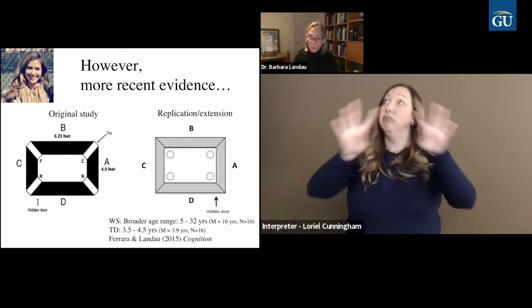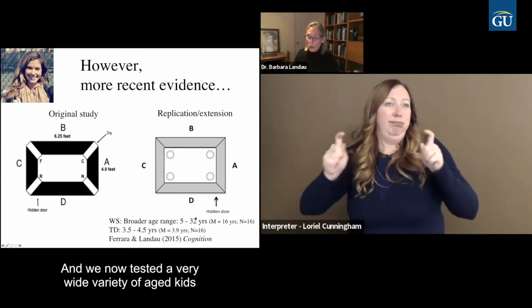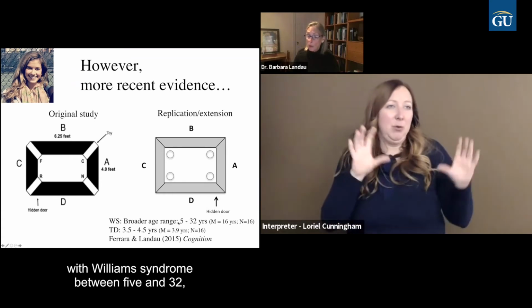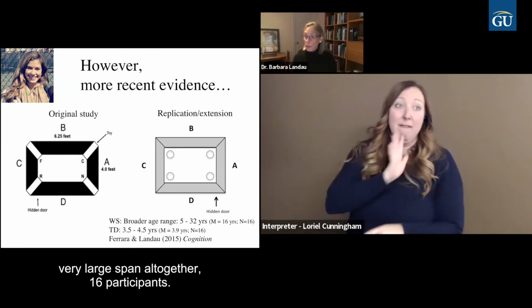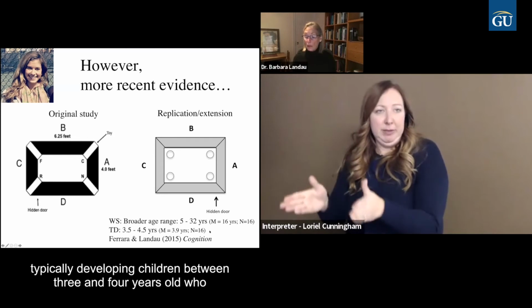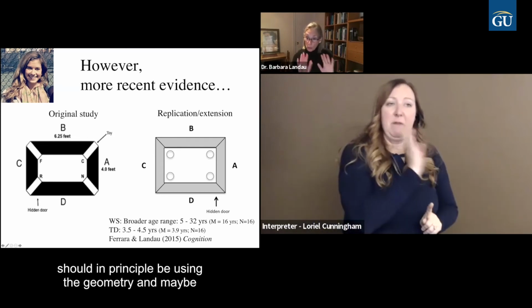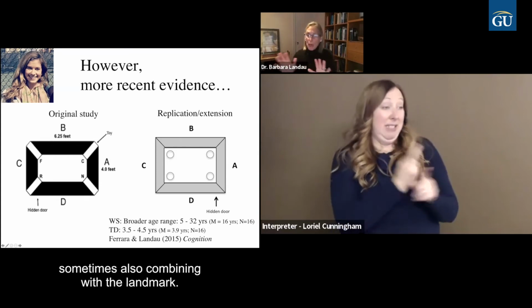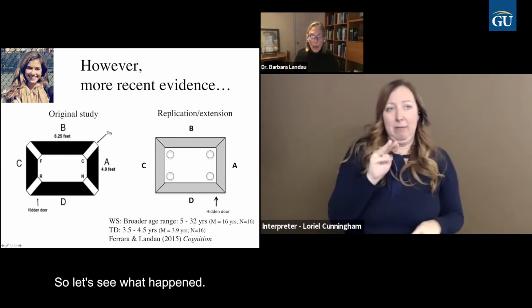for the children. And we now tested a very wide variety of aged kids with Williams syndrome between 5 and 32, very large span, altogether 16 participants. And we also tested very young, typically developing children between 3 and 4 years old, who should in principle be using the geometry and maybe sometimes also combining with the landmark. So let's see what happened.